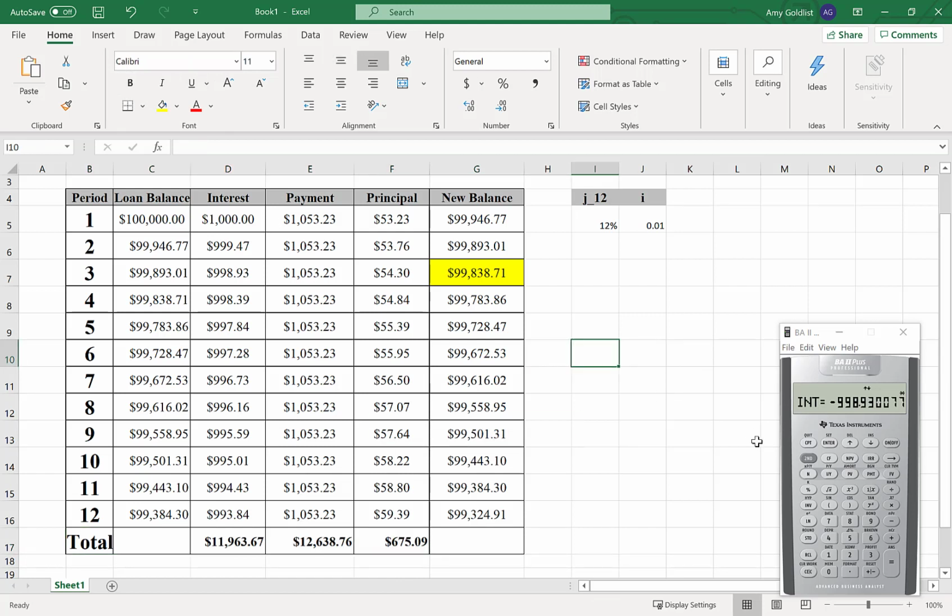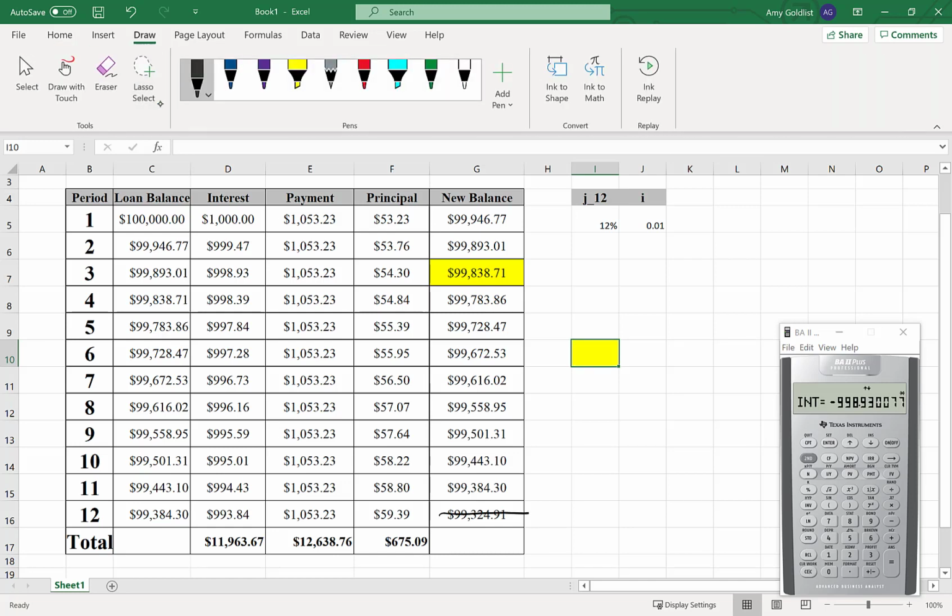So if we look here, you can see that at the end of year one, the balance is 99,324.91. That's the balance at the end of year one. How much interest did we pay over the entire year? We paid $11,963 of interest, and we only paid off $675 worth of principal. That's what happens when we have a very high interest rate, 12%.